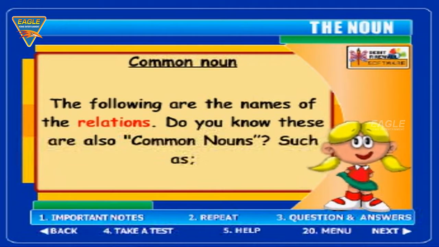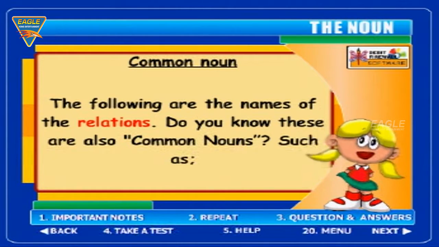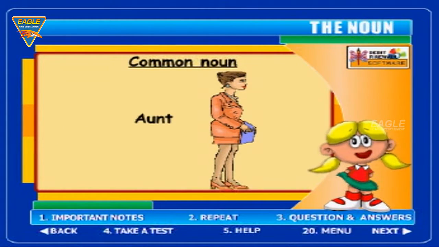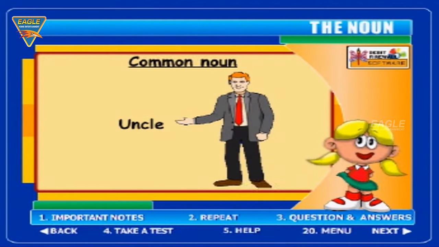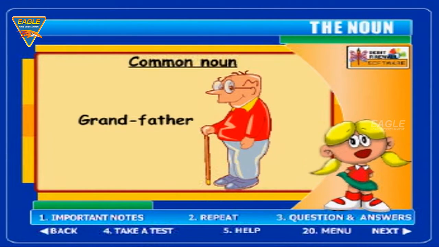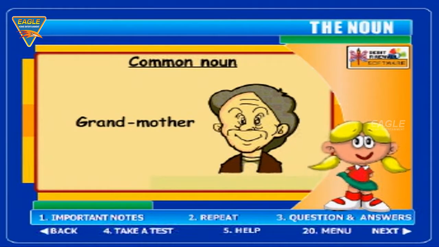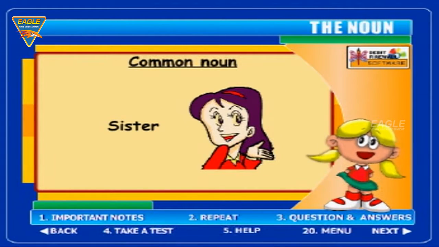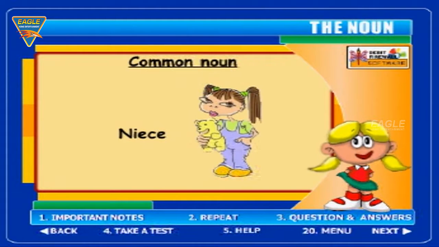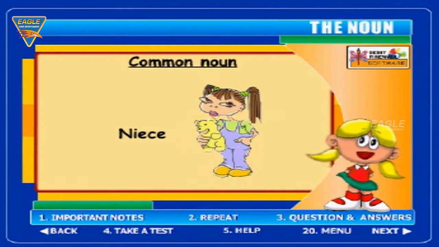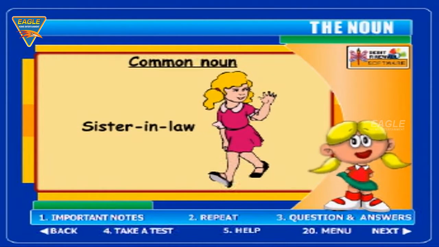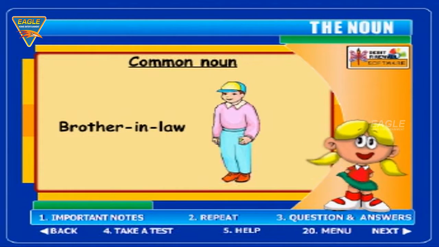The following are the names of the relations. Do you know these are also common nouns, such as aunt, uncle, grandfather, grandmother, sister, cousin, niece, nephew, sister-in-law, brother-in-law.